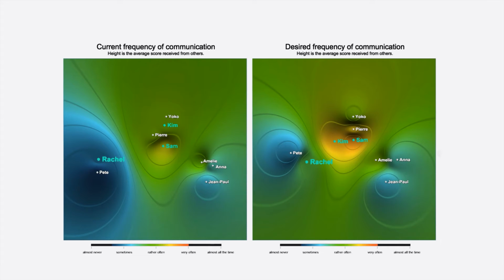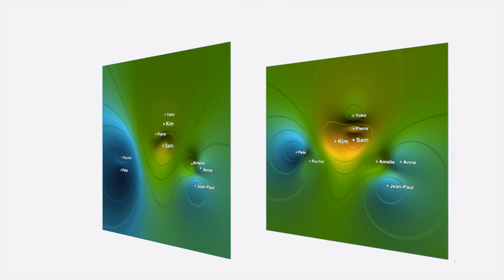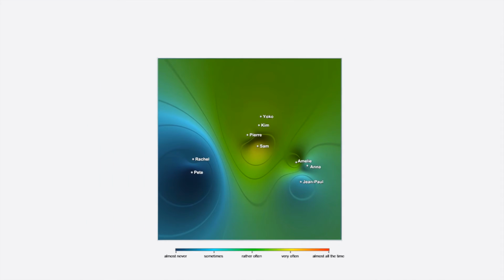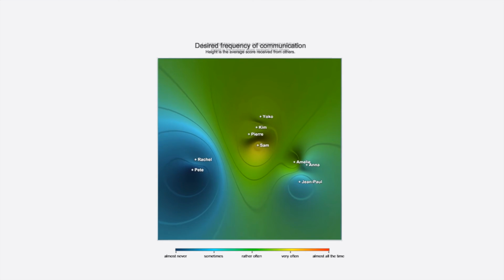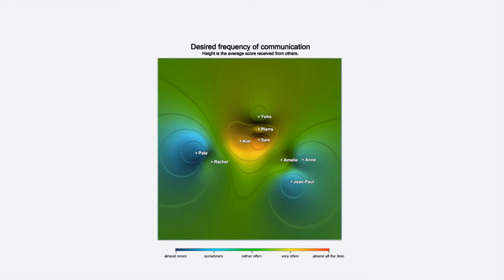The team wants to increase communication, especially with Sam, Pierre, Kim, and Pete, while more or less retaining the same structure of relationships, except for Kim, whose relative position to others is different. Now let's see how the map changes dynamically from the current state to the optimal state. Notice how Sam's elevation increases, which means on average, other members of the team want to communicate with him more often.